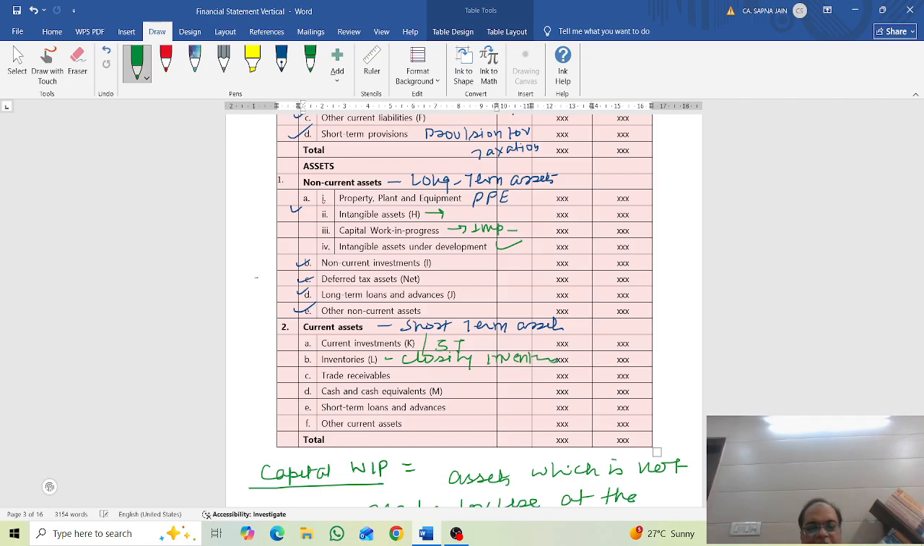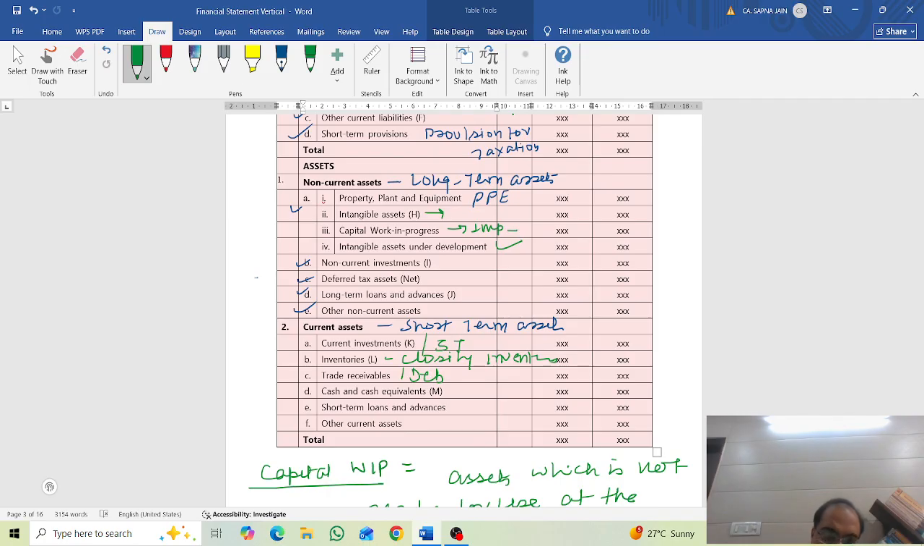Closing inventory. Trade receivable or debtor. Cash and cash equivalent. Short-term loans and advances. Number last item is the other current assets. Same as non-current assets. So this is the format of the balance sheet.